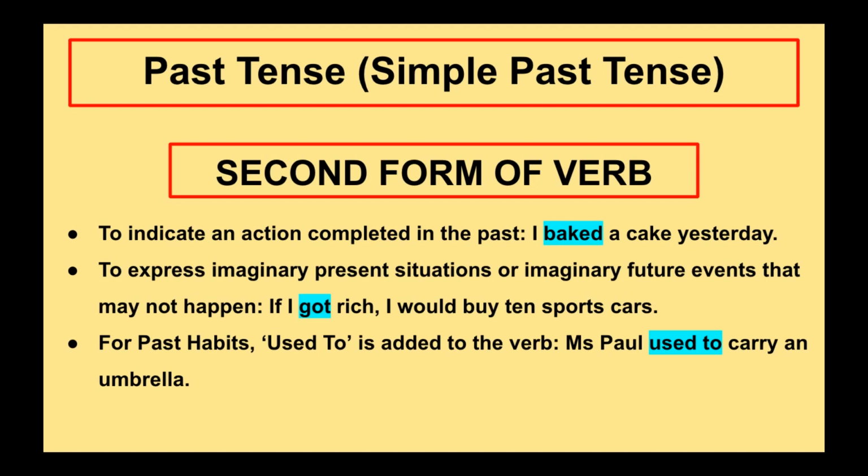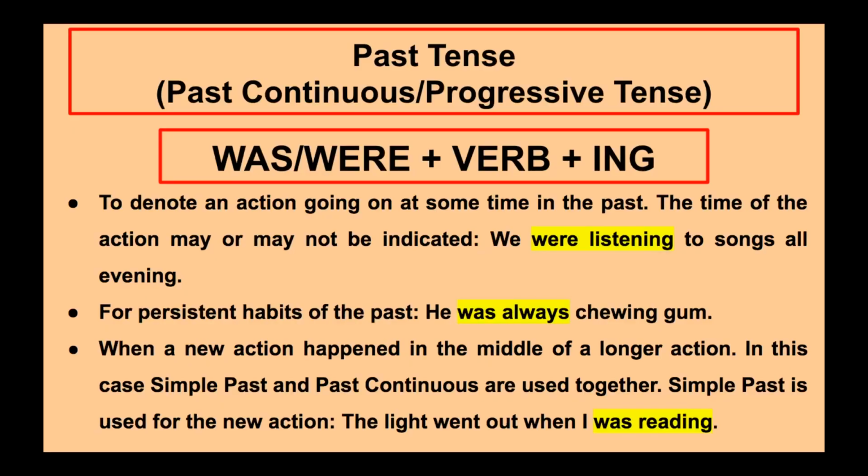To express imaginary present situations or imaginary future events that may not happen. If I got rich, I would buy 10 sports cars. For past habits, used to is added to the verb. Miss Paul used to carry an umbrella.